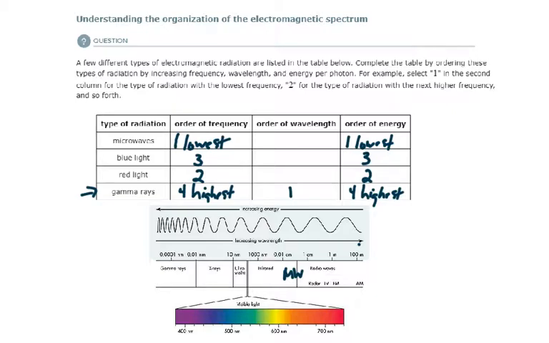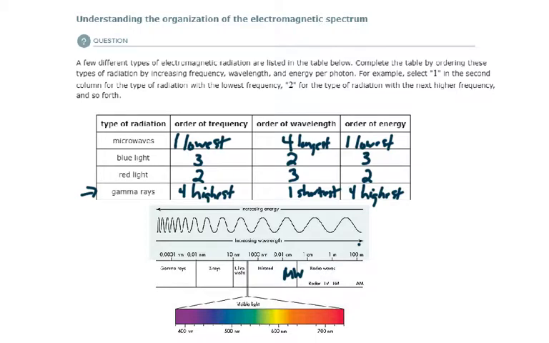Highest energy, shortest wavelength. And the lowest energy should have the longest wavelength. So 4, longest. And 1, shortest. So the next highest energy, which is blue light, will have the next shortest wavelength, and this will have the third. And that completes our table.